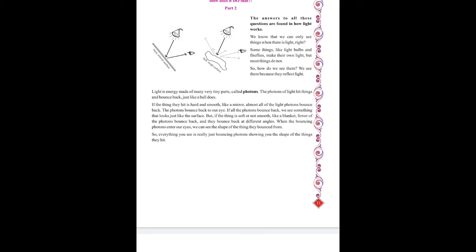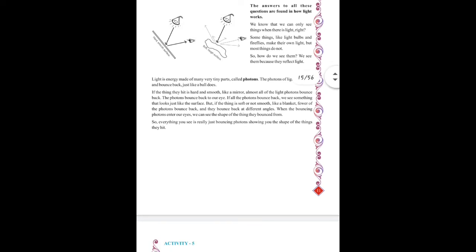So if they hit something hard and smooth like a mirror, almost all of the light photons bounce back. The photons bounce back to our eyes. If all the photons bounce back, we see something that looks like the surface. But if the thing is soft or not smooth like a blanket, fewer of the photons bounce back, and they bounce back at different angles. When the bouncing photons enter our eyes, we can see the shape of the thing they bounced from. So everything you see is really just bouncing photons showing you the shape of the things they hit.